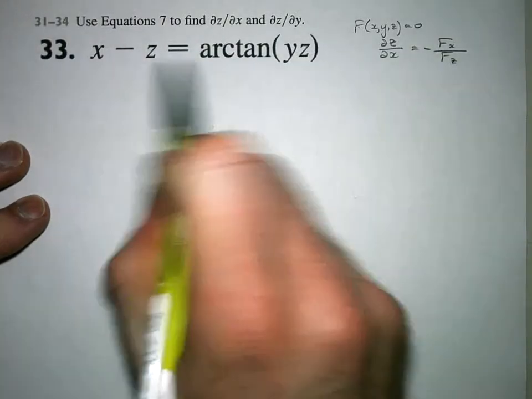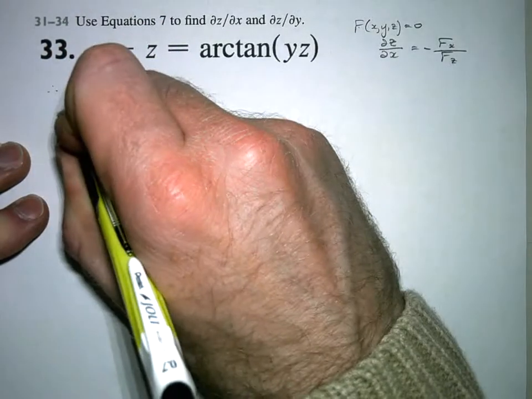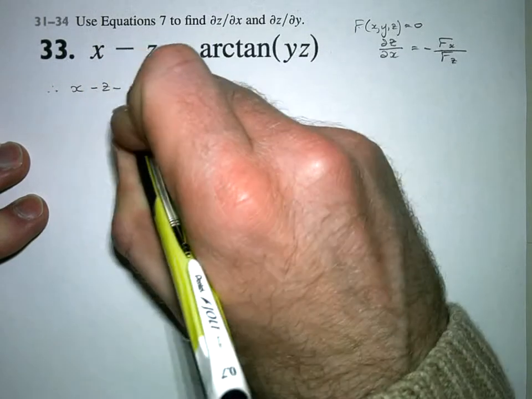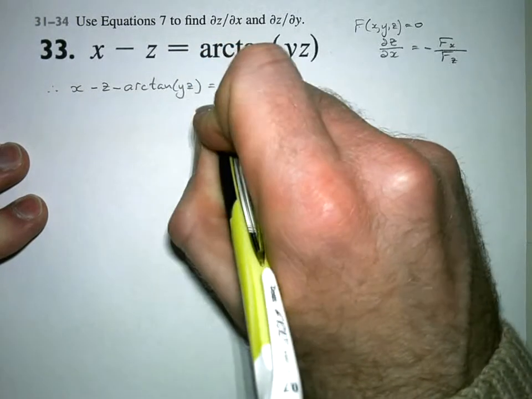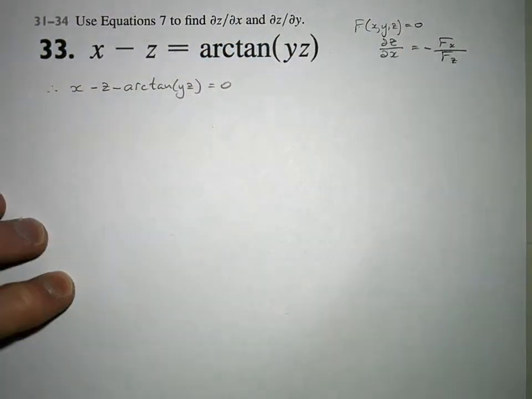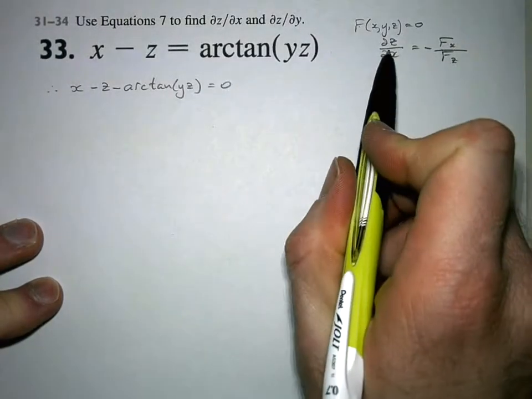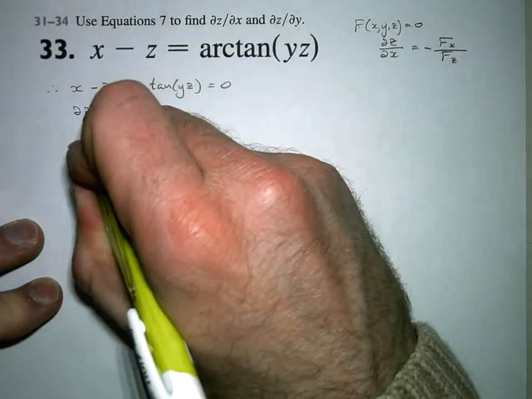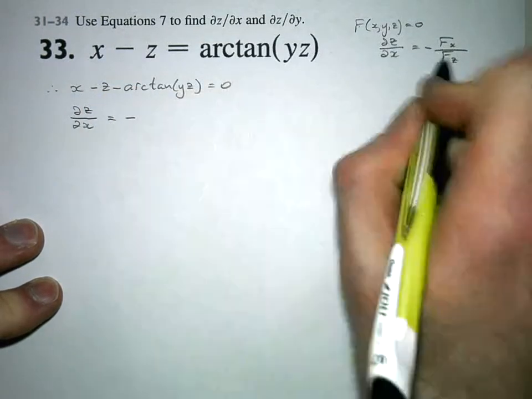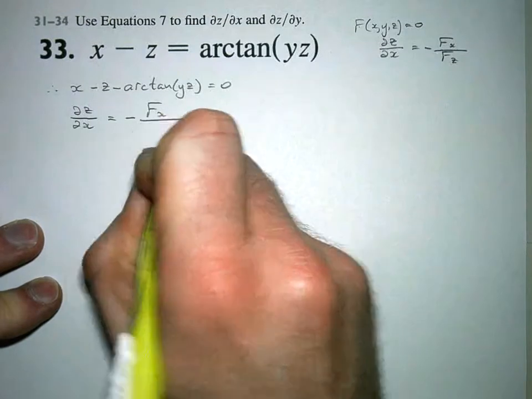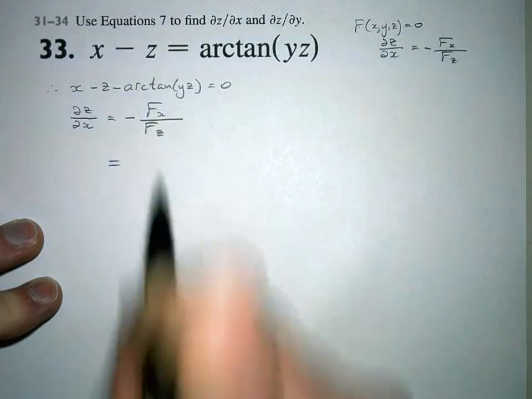So the first thing we need to do is get this all into a form where something is equal to 0. Well, that's very, very simple. We just put x minus z minus the arctan of yz is equal to 0. Now we want to find the partial derivative of z with respect to x, and that's equal to, as you've got it over there, F subscript x over F subscript z, and now we just need to work out those two over there.